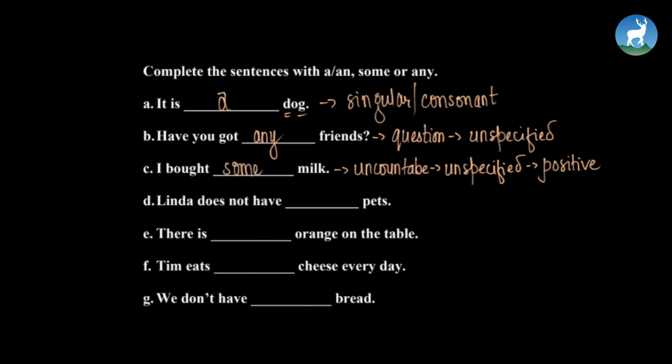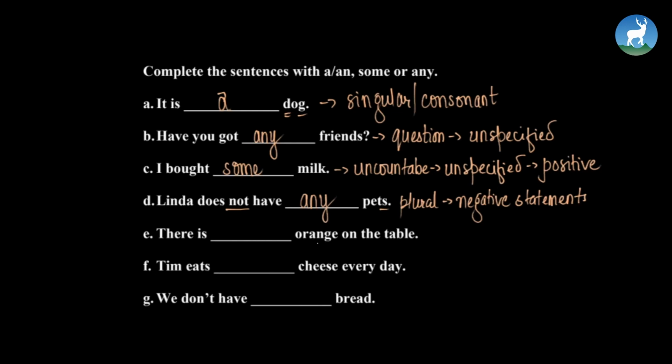Linda does not have dash pets. Now see here, here's a use of negative word, making the sentence a negative one. So pets, plural, negative word or negative statement. And if you remember me telling you, for negative statements we always use any, right?